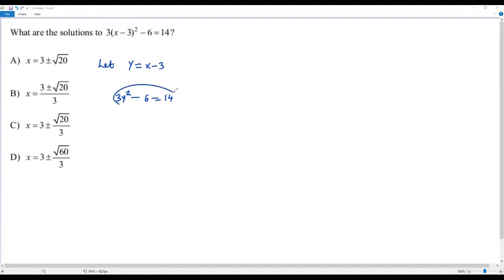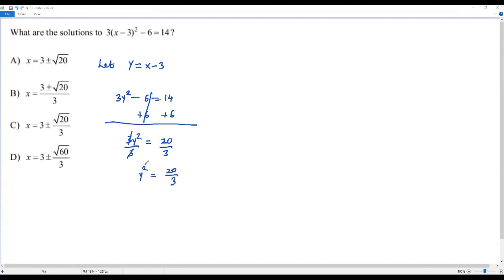Now let's solve for y in this equation. For that, we have to add 6 to both sides. When I add 6 to both sides, this negative 6 and positive 6 will cancel out. I'm getting 3y squared equals 20. Now let me divide both sides of this equation by 3. When I do so, this 3 will cancel out. I'm getting y squared equals 20 over 3.